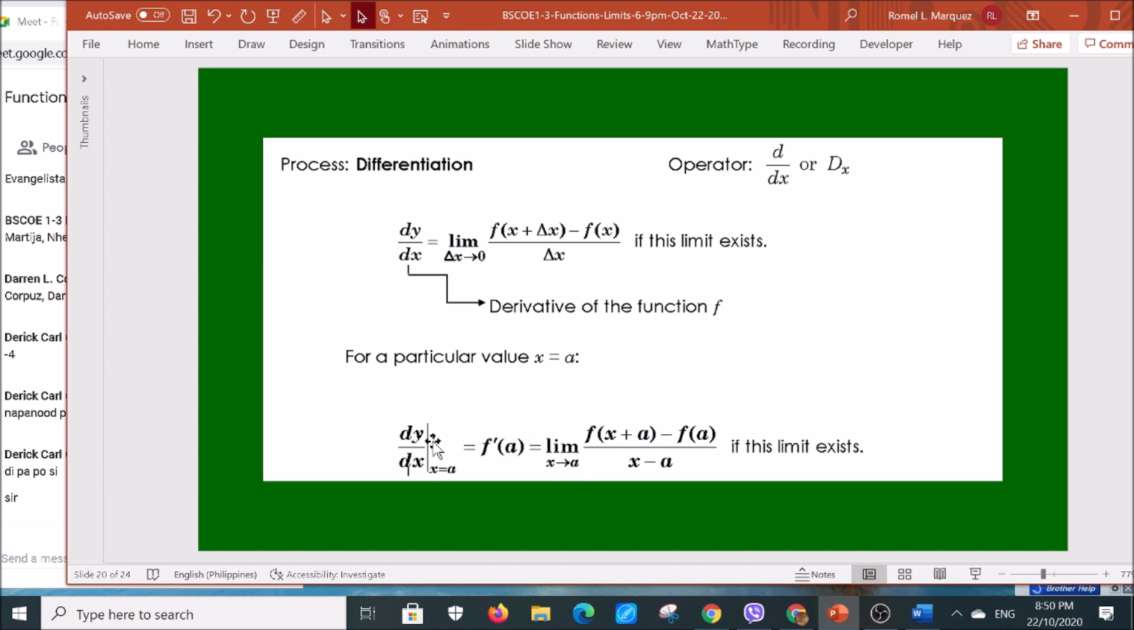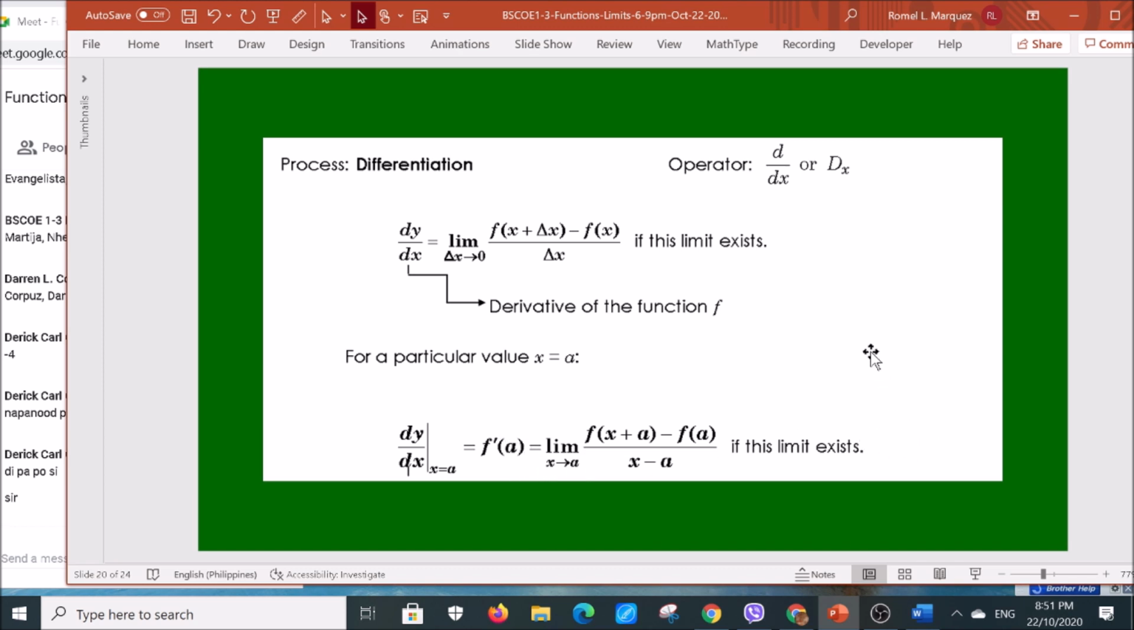The f prime of a, or the derivative of y with respect to x at x equals a, is given by f of x plus a minus f of a all over x minus a as x approaches a. Because as x approaches a, this is going to be 0, but not equal to 0, approaching only. Remember, delta x is x minus a. So as x approaches a, delta x approaches 0. So they are equivalent.